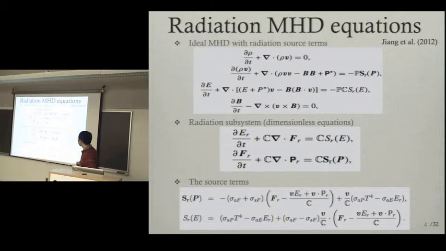And here are the energy source terms. Here are the momentum source terms. Those radiation subsystems are written in the so-called mixed frame. That means the energy density and the energy flux are in the lab frame, but the opacities are written in the comoving frame.